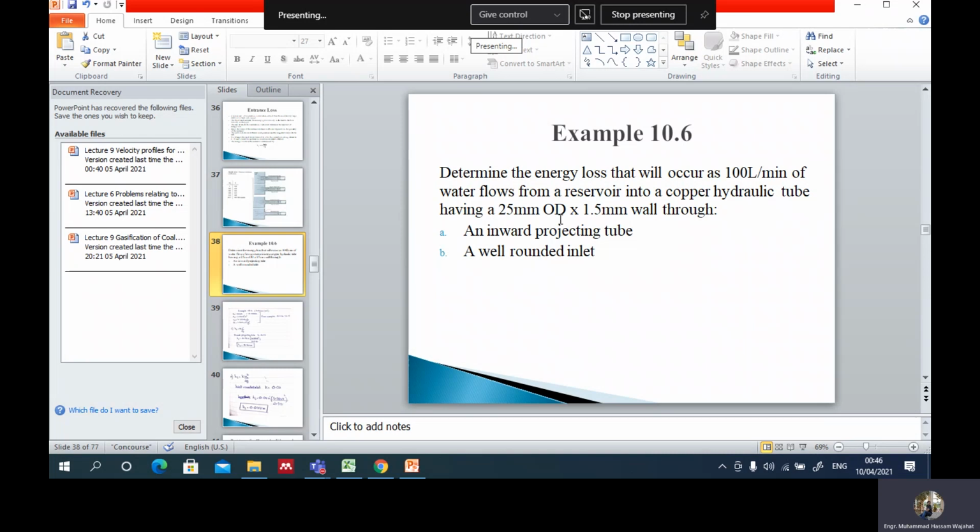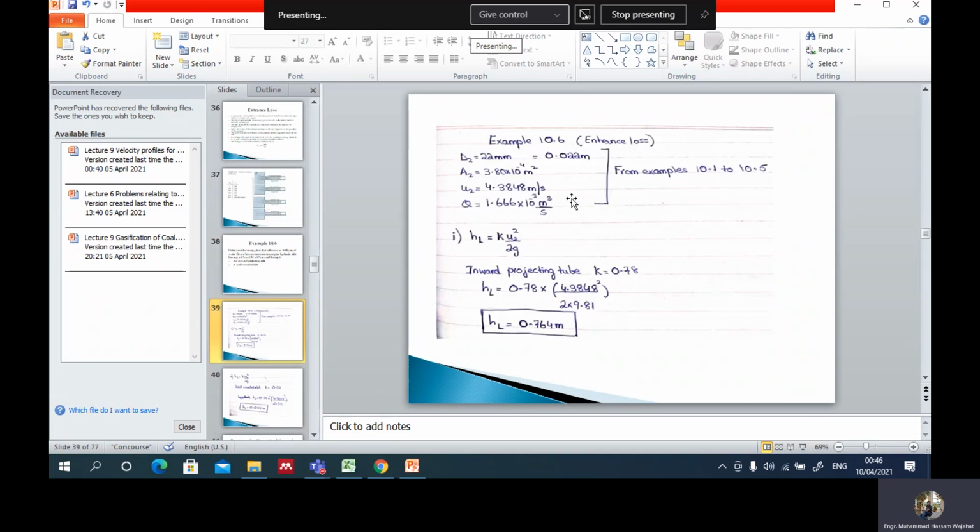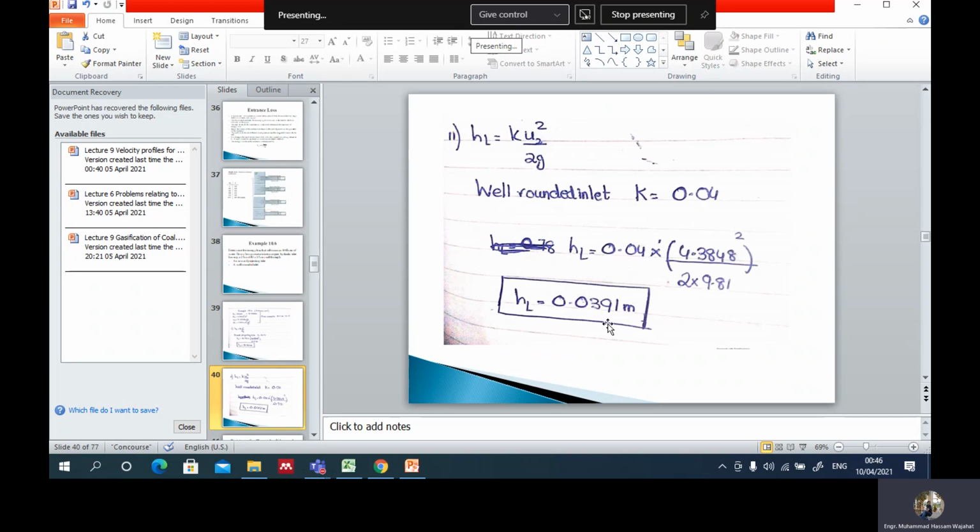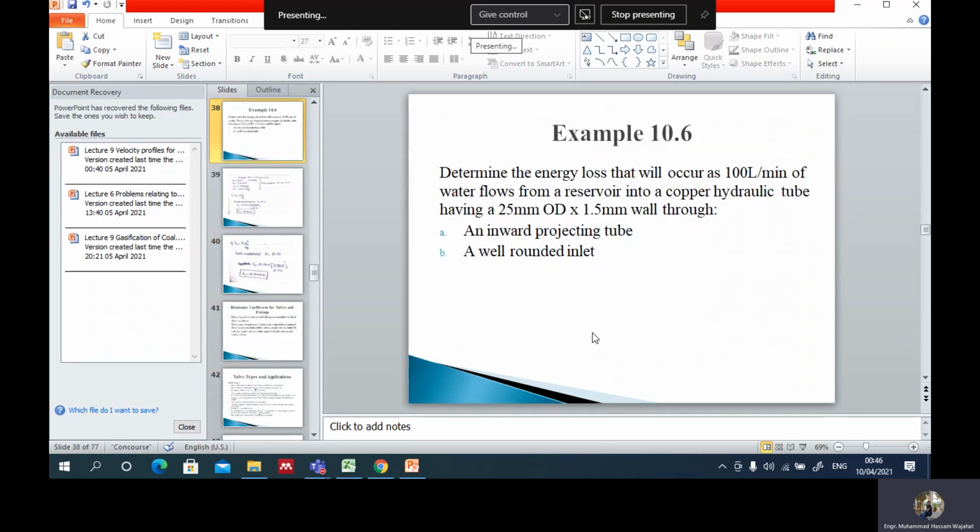So these were the 6 cases I discussed. Let's have a little recap. This is a numerical, and you can see how I've solved this. In our little recap, we discussed 6 cases. 2 were enlargement cases, 2 were contraction cases, 1 was an exit loss, 1 was an entrance loss. You should know which velocity to take in which case.